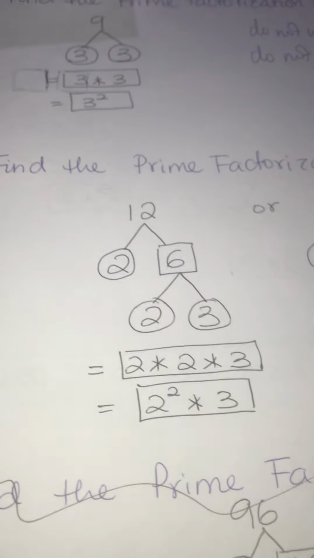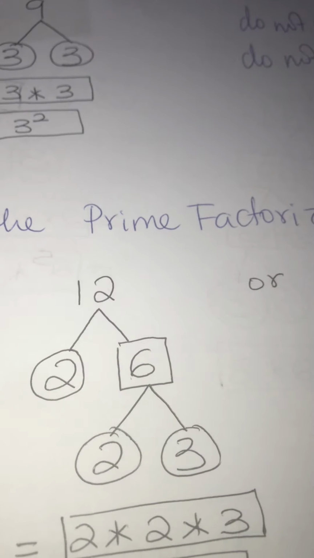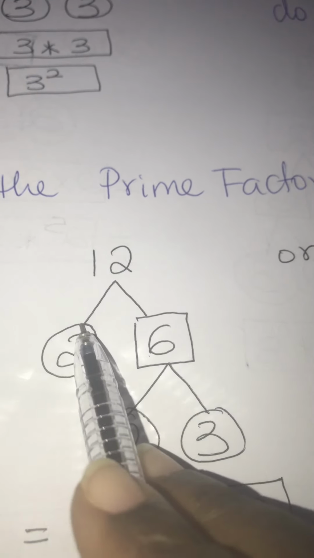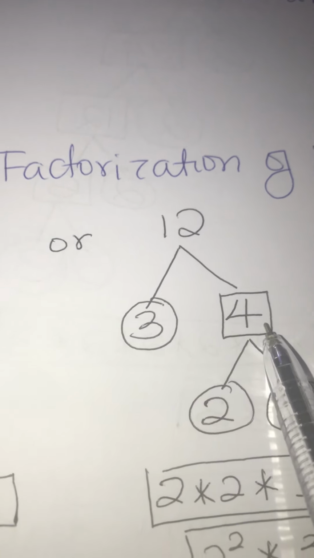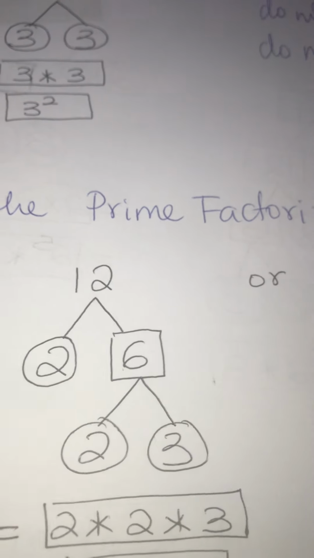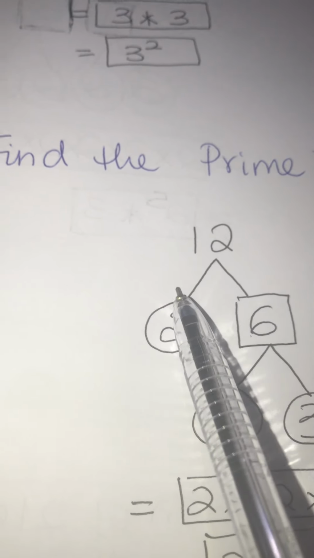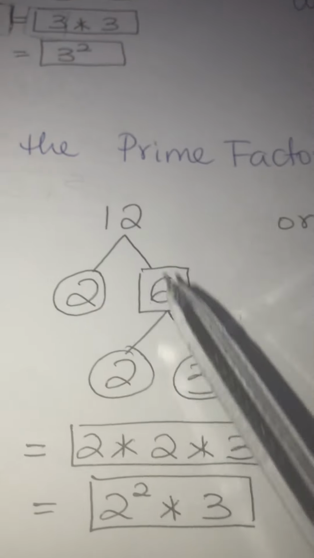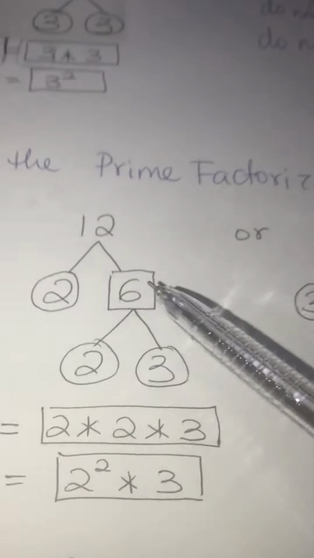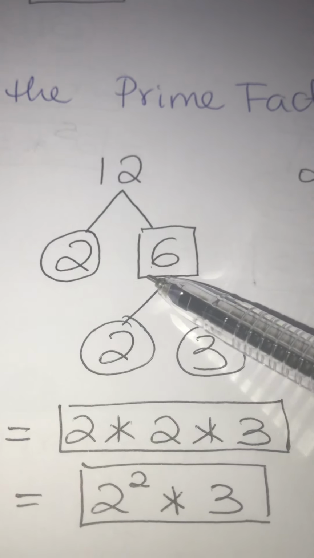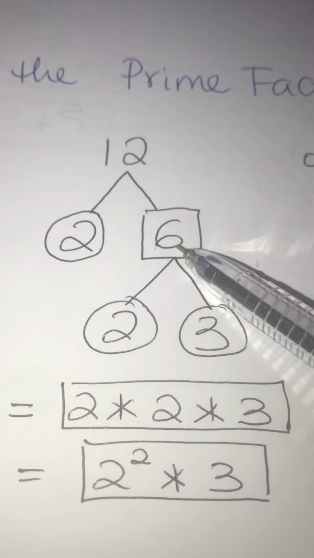Okay, let's look for prime factorization of 12. What two numbers can you multiply that will give you 12? 2 times 6 or 3 times 4. Both of them give you 12. So let us look over here. 2 is circled because 2 is in the prime number list. 6 is in a square because 6 is not here. You see, 6 is not here, so that is why we put it in a square. The number you put in the square, you have to break it down more.